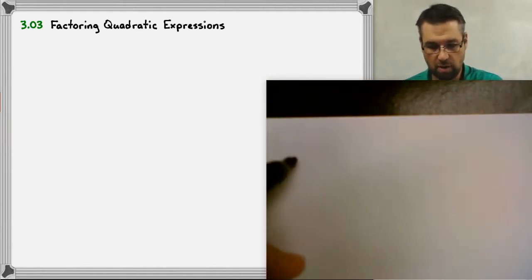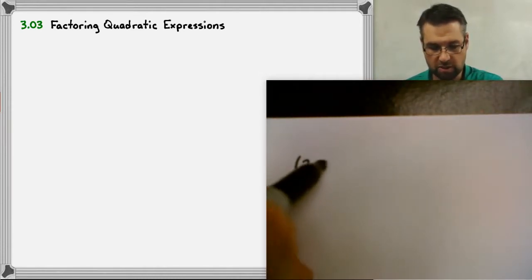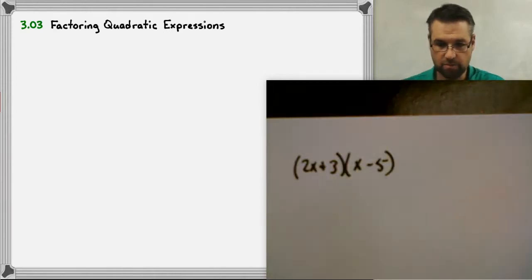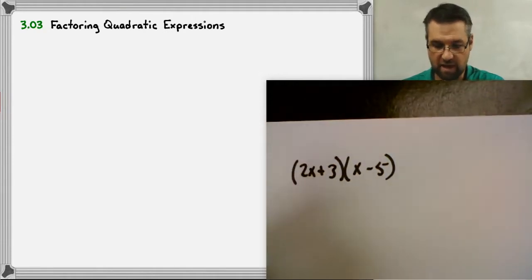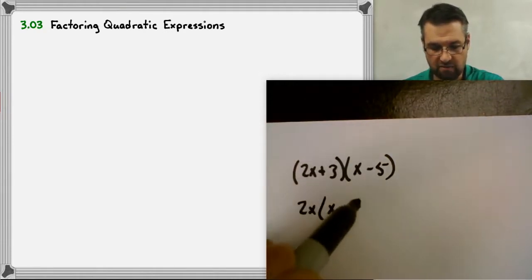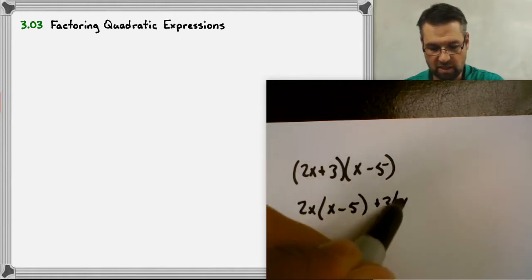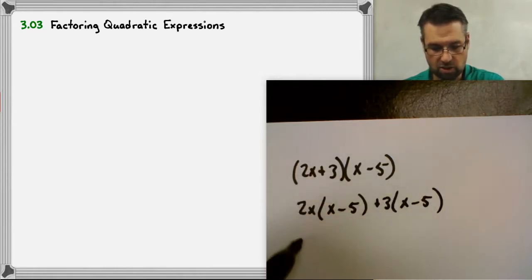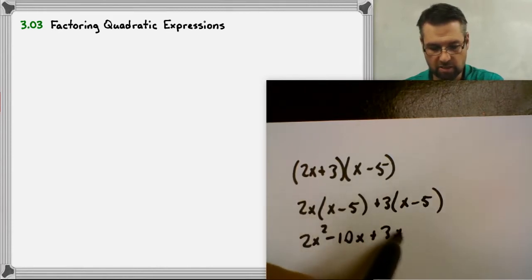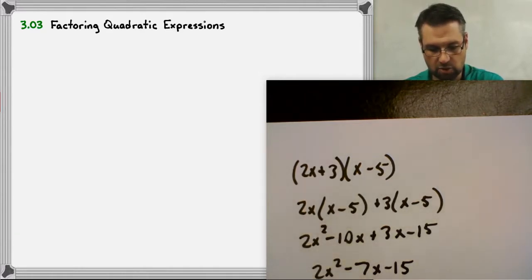So if I give you a problem that says (2x + 3)(x - 5) as an example, and I ask you to simplify that, you would rewrite that as 2x(x - 5) + 3(x - 5). And then we would distribute, so you end up with 2x² - 10x + 3x - 15. And then you end up with 2x² - 7x - 15 when you combine like terms. So this is the simplified form.